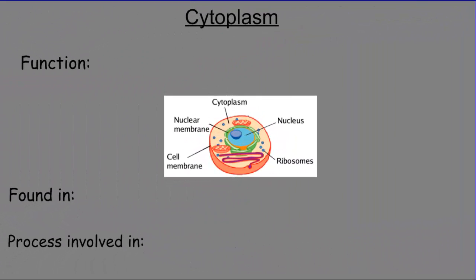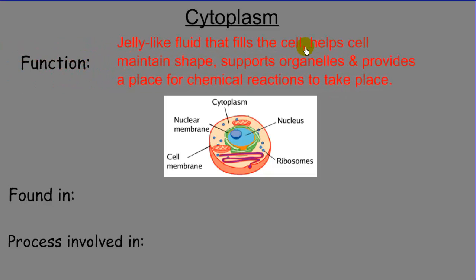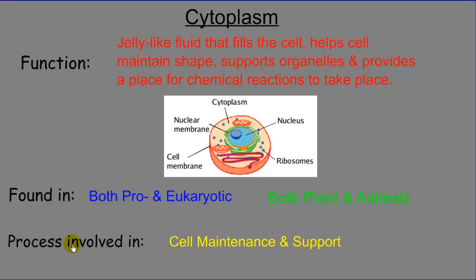Again, one of our cell parts that isn't a true membrane-bound organelle is going to be the cytoplasm. The cytoplasm is going to be this jelly-like fluid that fills up the cell. You can see this arrow right here. It's this yellowish, tannish colored stuff that just kind of fills up the cell and helps the cell itself maintain shape, support the organelles, and provide a place for chemical reactions to actually happen. It's found in both prokaryotic cells and eukaryotic cells, as well as both plants and animals. Its main job, or the process it's involved in, is going to be the cell maintenance and support.